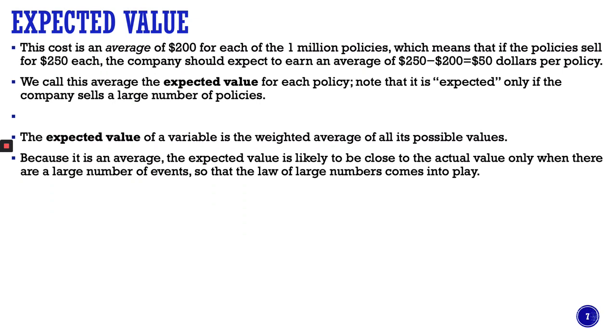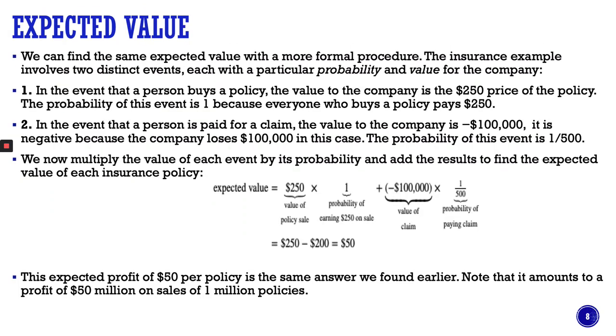So the expected value of a variable is the weighted average of all its possible values. Because it is an average, the expected value is likely to be close to the actual value only when there are a large number of events, so that the law of large numbers comes into play. So we can find the same expected value with a more formal procedure.